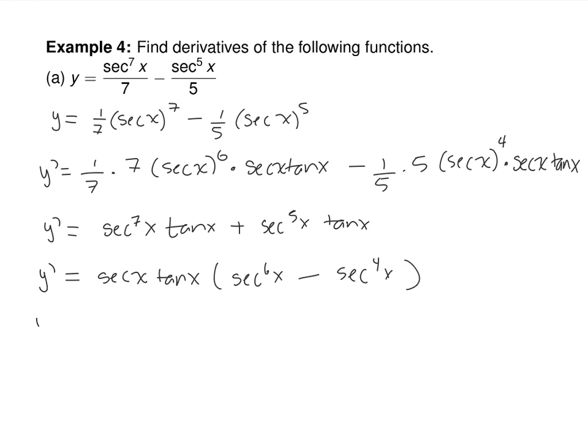Secant to the 4th. So that's going to make this secant to the 5th x tan x times secant squared x minus 1. I mean, you could have got, and I made a mistake there. This should have been a minus, not a plus. Is that what you were going to ask, Natalie? Yep.